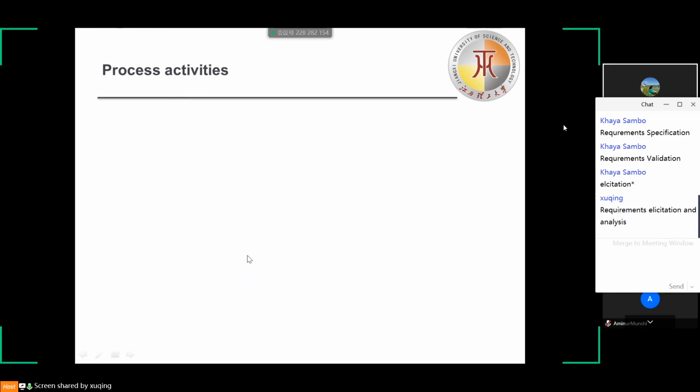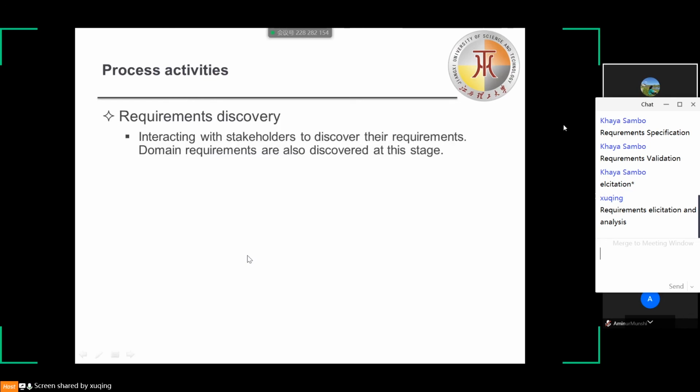The first one is the requirements discovery. In this process, we interact with the stakeholders to discover their requirements. Domain requirements are also discovered at this stage, because domain requirements can only be discovered with stakeholders and documentation during this activity. Later we will discuss some complementary techniques that can be useful for requirements discovery.